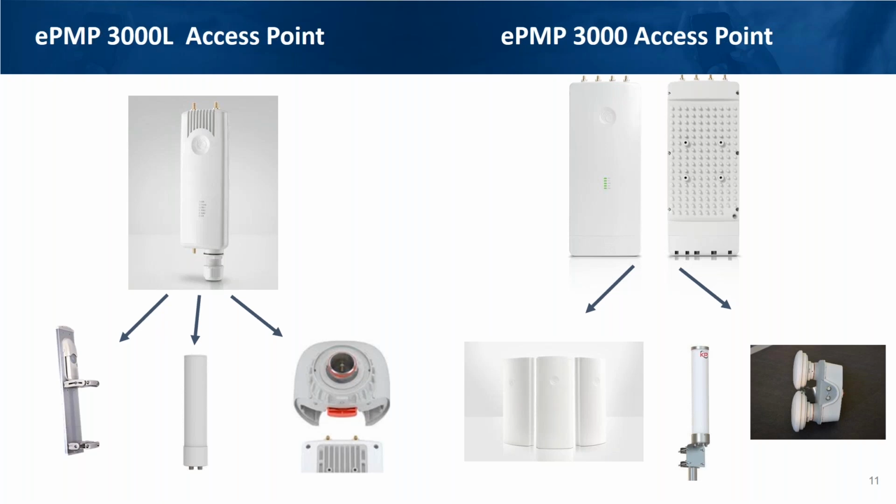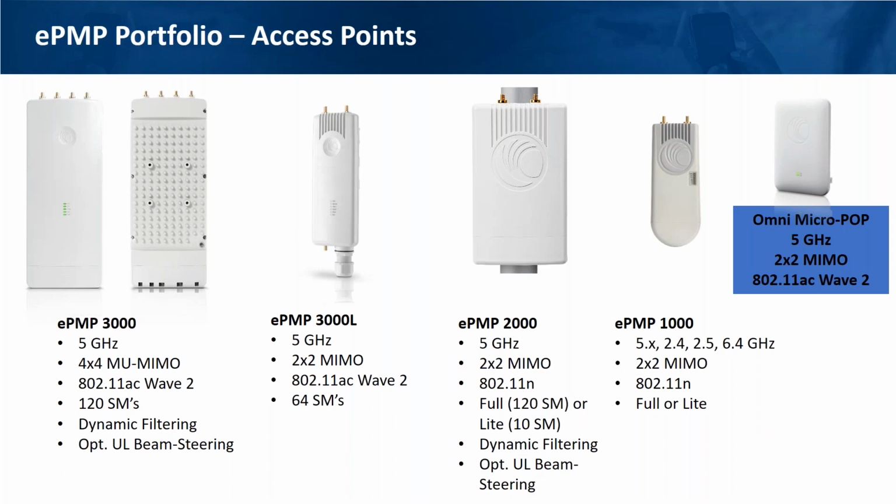So you have a lot of options as you put up the 3000L or the 3000 access point when you go to expand your network. And I'll go through those in a little more review in a moment. So to fill out the entire access point portfolio, I mentioned the 3000 and the 3000L. We have the ePMP 2000, which has that uplink beam steering and dynamic filtering. That is also available in a light and a full version.